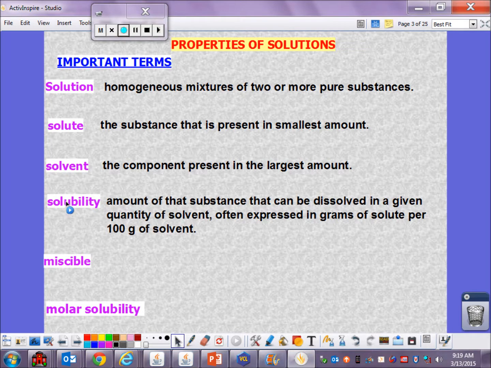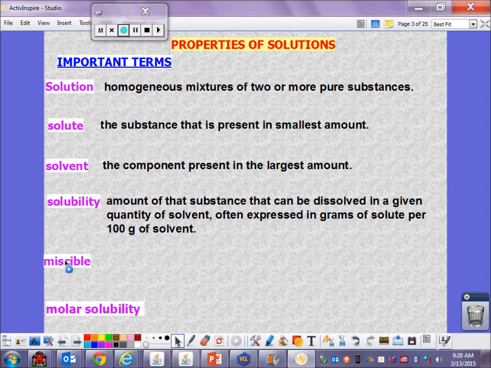What is solubility? It is the amount of that substance that can be dissolved in a given quantity of solvent, often expressed in grams of solute per 100 grams of solvent. Gram solute per 100 grams solvent.